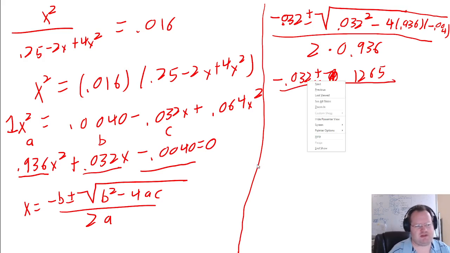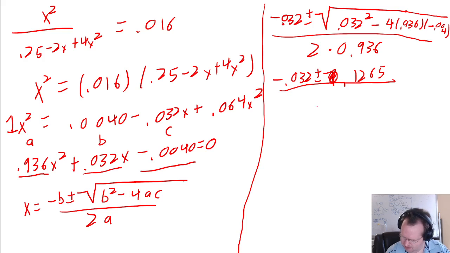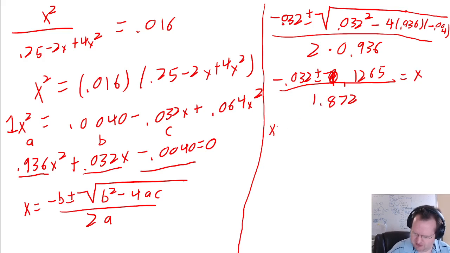The decibel's going away. So 0.032 plus or minus 0.1265 divided by, let's see, what's that? Calculator, had to get the value right. So 2 times 0.936 is 1.872. So this is what is equal to x. So you get two values. X is equal to either 0.0505 or negative 0.0847.